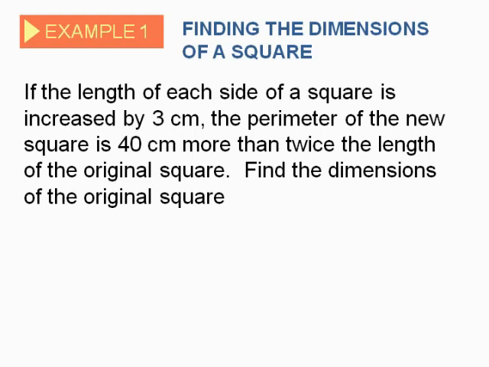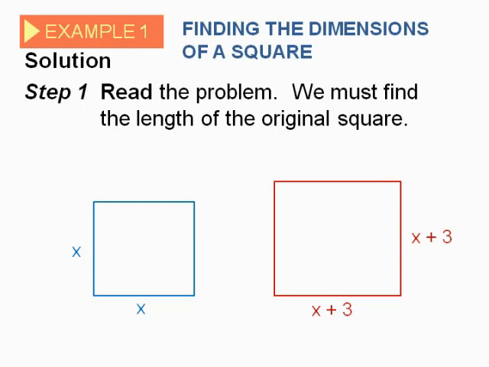So it says, if the length of each side of a square is increased by 3 centimeters, the perimeter of the new square is 40 centimeters more than twice the length of the original square. Find the dimensions of the original square. So when we read the problem, we must find the length of the original square.